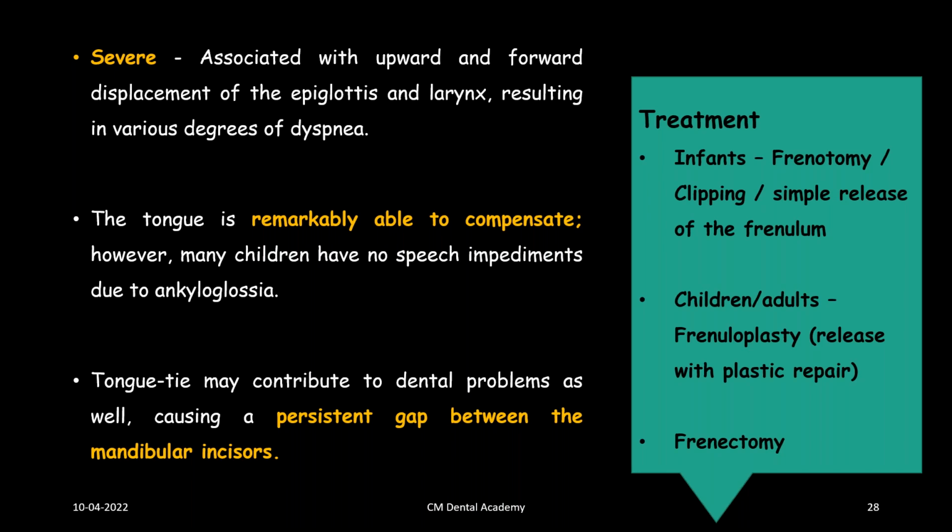The treatment depends on the severity. In infants, frenotomy, or clipping, or simple release of the frenulum is performed so that it will not affect feeding. In children and adults, frenuloplasty, that is release with plastic repair, is performed. In adults, if it still persists and is causing more complications, then frenectomy is the treatment of choice.